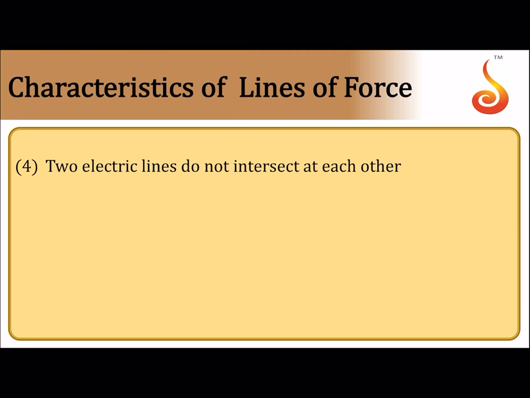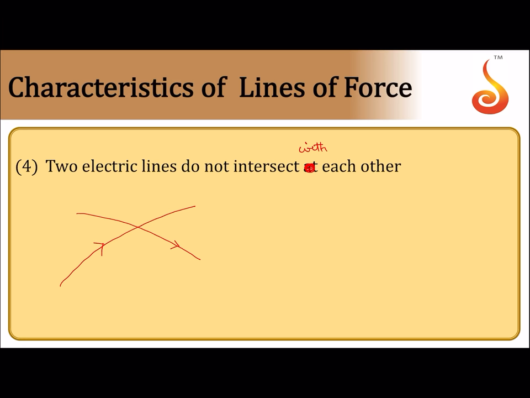Good. Number 4. Two electric field lines do not intersect with each other. Suppose this is one electric field line, a line of force, and there's one more electric field line, a line of force, this way. Now I've shown them intersecting. I made a statement that the electric field lines do not intersect each other.